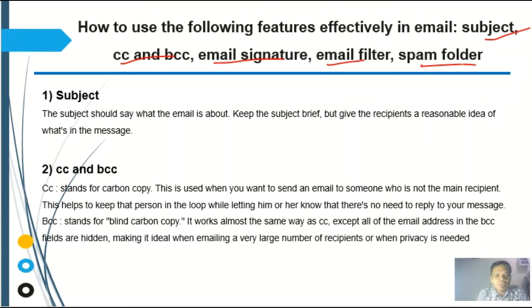And number one, subject. In writing, the subject must be clear and unambiguous, not too short and not too long.